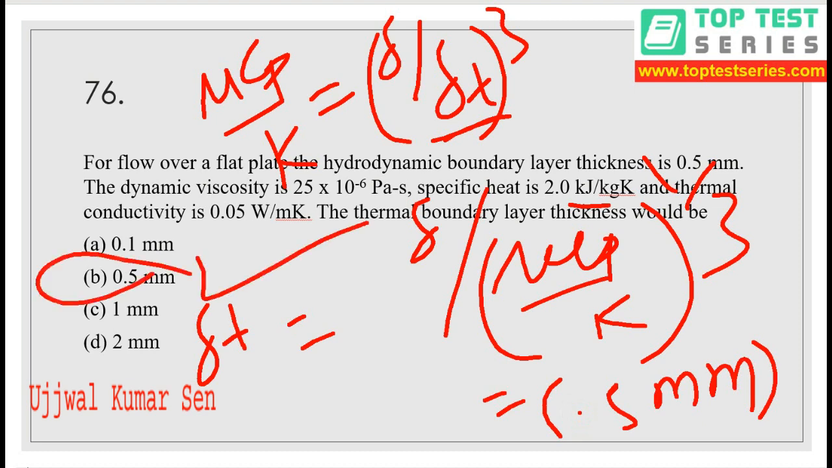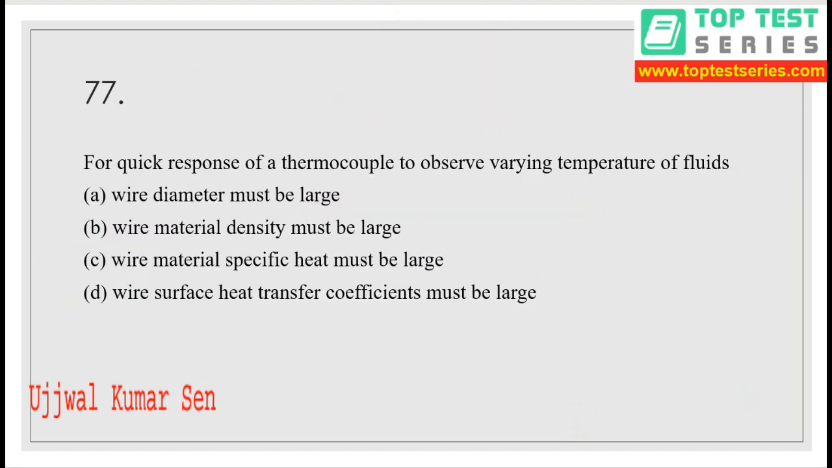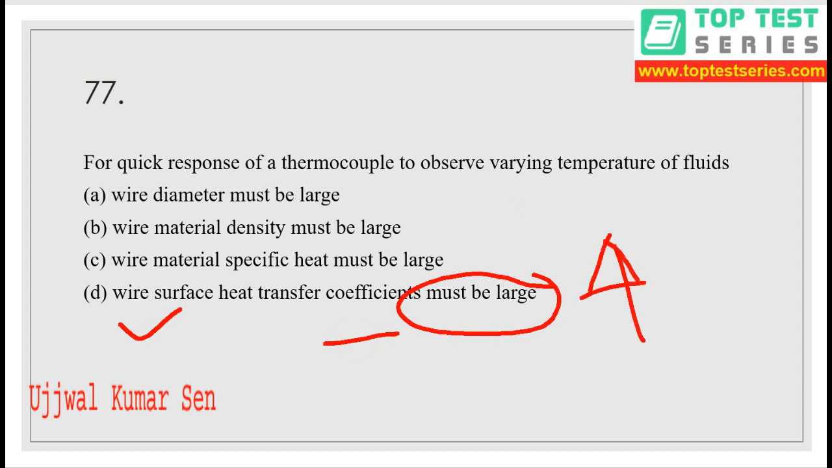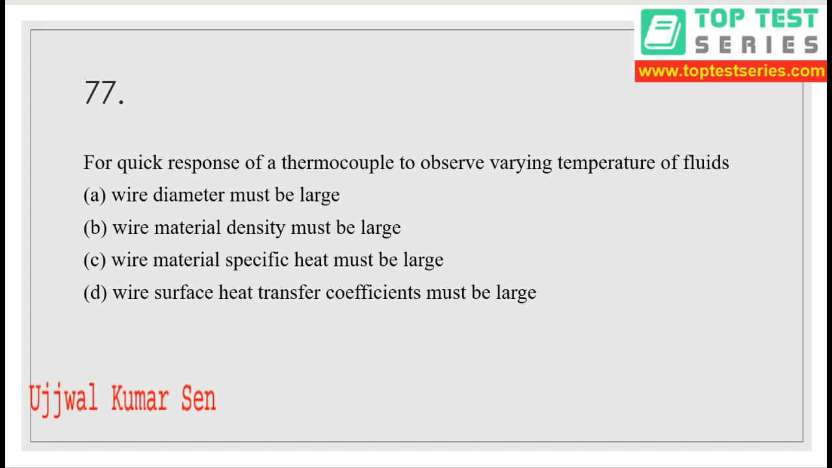Again guys, very amazing question. I hope you have gone through it. Question number 77. For quick response of a thermocouple to observe varying temperature of fluids, which one is correct according to this? So my dear, in this case what will happen is very important. Wire surface heat transfer coefficient must be large. That should be large, then only a quick response is possible, right? So option D is the correct answer.